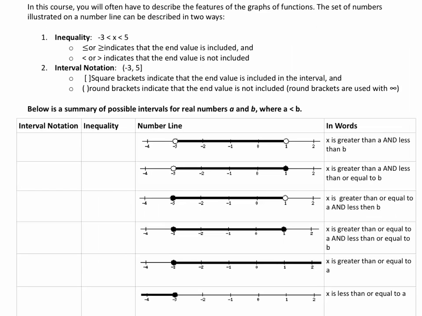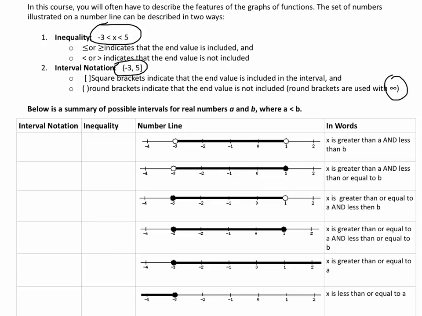Finally, in this course, you're going to often have to describe the features of the graphs of functions. The set of numbers illustrated on a number line can be described in two ways. We can use inequalities like we've done so far in this course, but you could also use interval notation. Interval notation uses square brackets to indicate that the endpoint value is included in the interval, whereas round brackets indicate that the value is not included. If you use an infinity, you always use it with a round bracket.